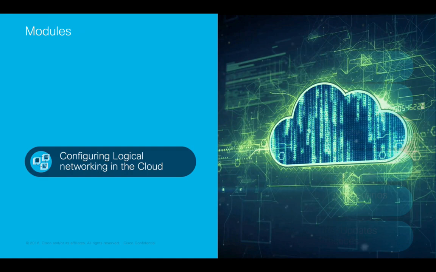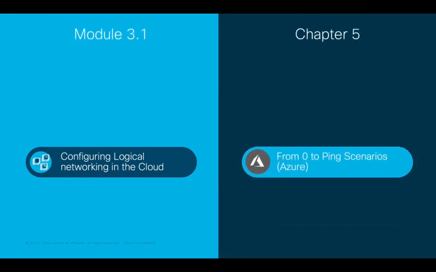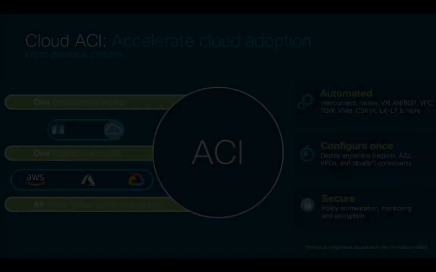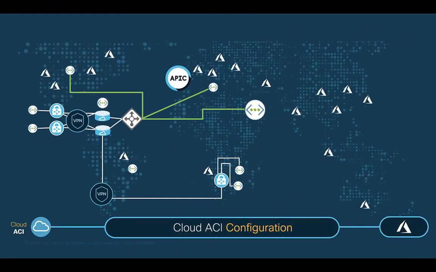In this video, we will cover Module 3.1 Configuring Logical Connectivity in the Cloud, Chapter 5 From Zero to Networking in Azure using Cloud ACI. In the previous chapters, we talked about Cloud ACI and how it can help organizations integrating or migrating to the cloud faster. Let's now learn how to deploy and configure Cloud ACI on Azure starting from zero.